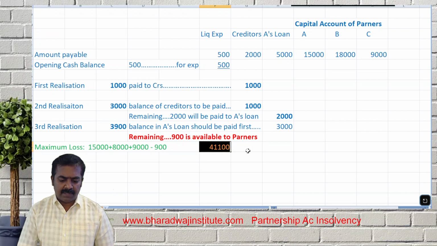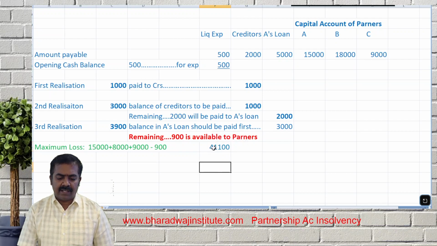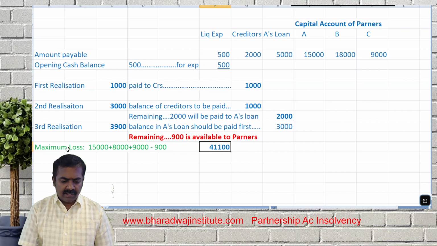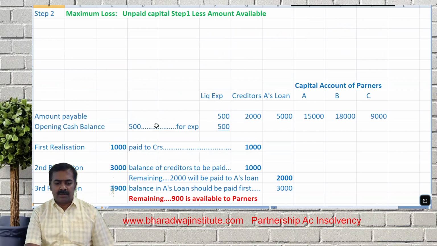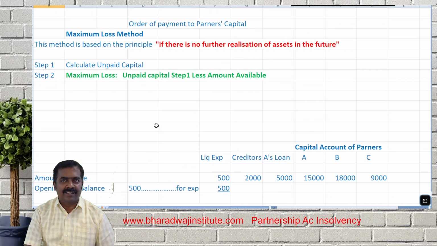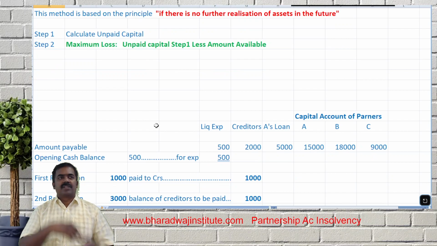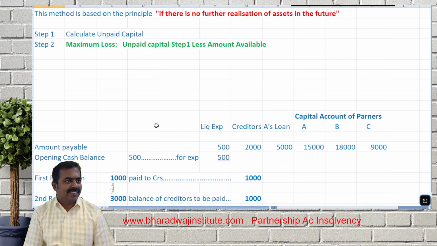Sir, what is this maximum loss? In the future, if this asset is not realized, what will happen? If no asset is realized in the future, that is called which loss? Maximum loss. It is like realization loss. For example, if there is no further realization, partners will lose the money. That is like which loss? Realization loss. Step 2 done.